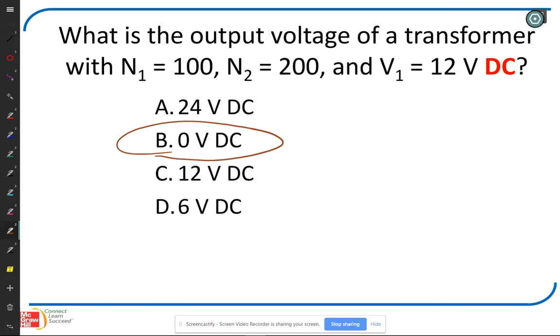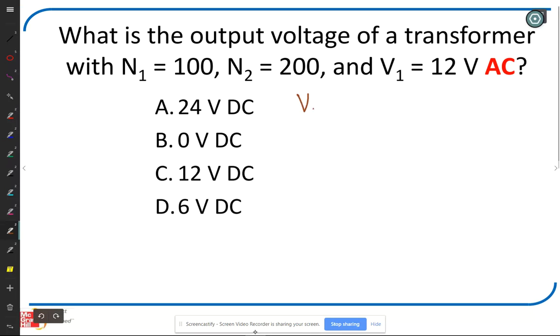So now, let's repeat the question, but make it AC. So remember the equation.